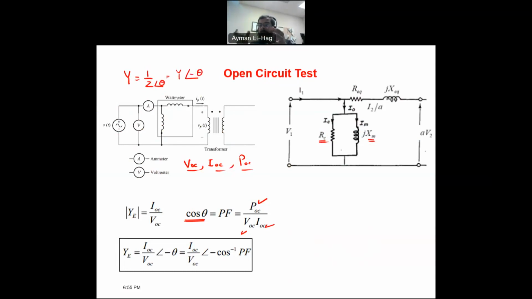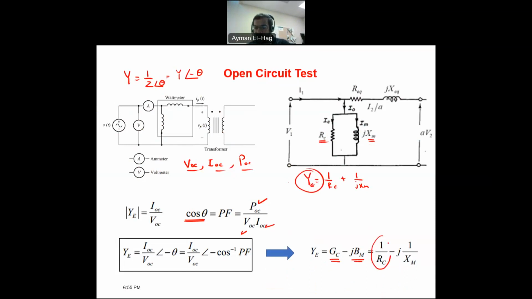Okay, now the Y, the admittance. When we have two parallel branches, this is why we are finding the admittance. It's basically 1 over RC plus 1 over JXM. So your Y, the admittance of a parallel branch, is equal to 1 over RC plus 1 over JXM. And we know this Y is equal to Y E of the excitation. So basically your Y will have a real part and an imaginary part. The real part is 1 over RC. The imaginary part is 1 over XM.